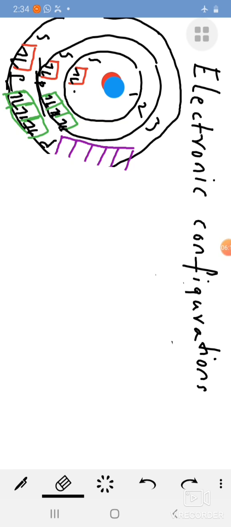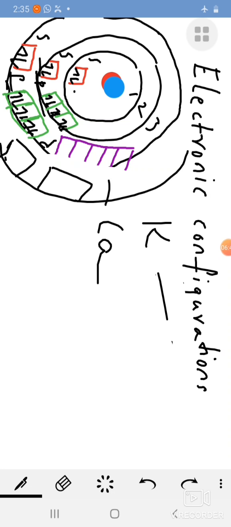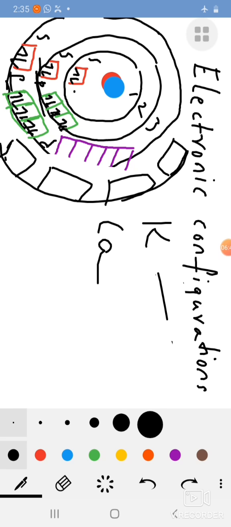Next, argon has the same electronic configuration as potassium and calcium. Here the third shell has s orbital, p orbital and d orbital, and the fourth shell has 4s electrons, that is s orbital, that is p orbital, that is d orbital, and here f orbital.